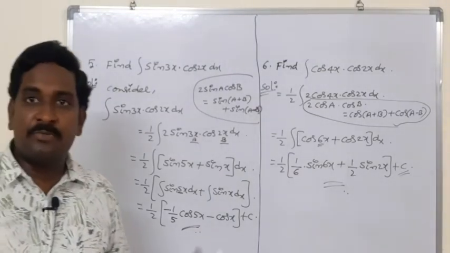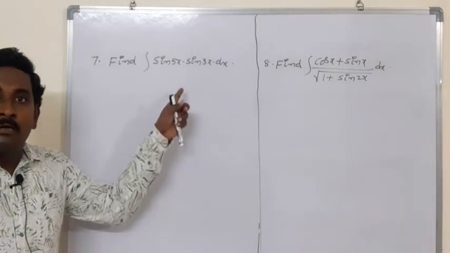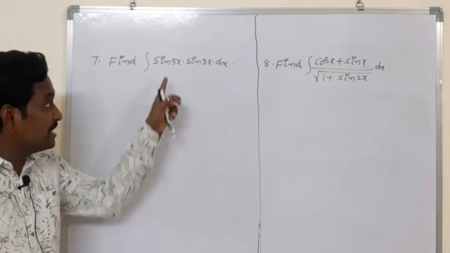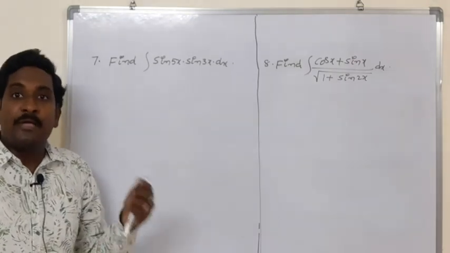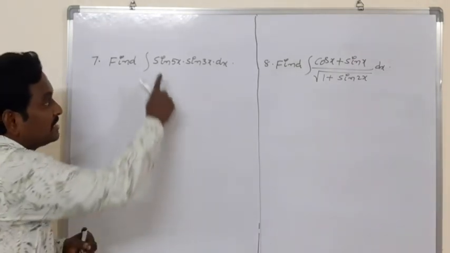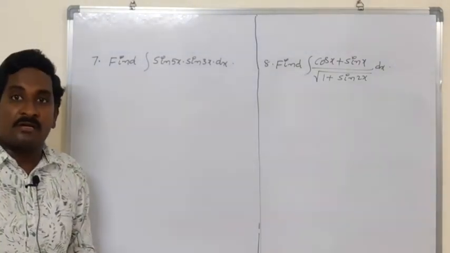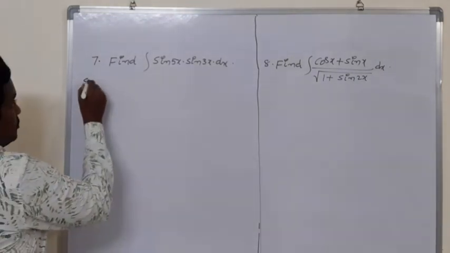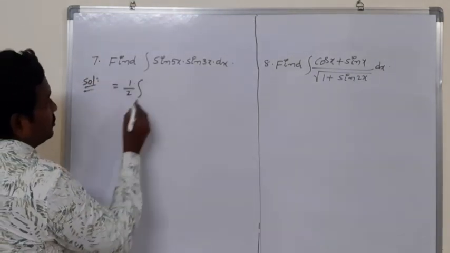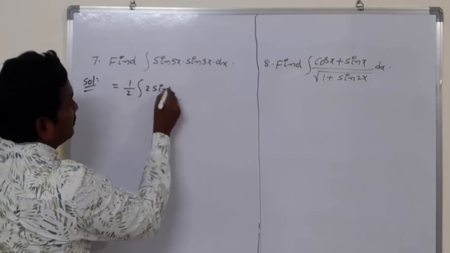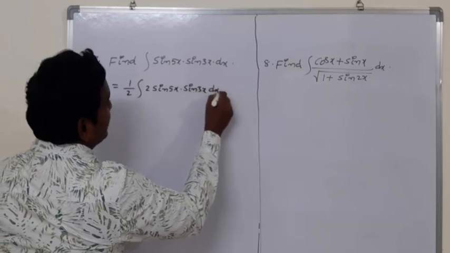Next I will give another similar model. These are the next set of problems. Here also two trigonometric terms, especially sine functions, are in product. That's why we can't separate by using linear property because these are in product. So apply trigonometric transformation formula. Solution: multiply with 2 and divide with 2. So you will get 2 sine 5x into sine 3x dx.